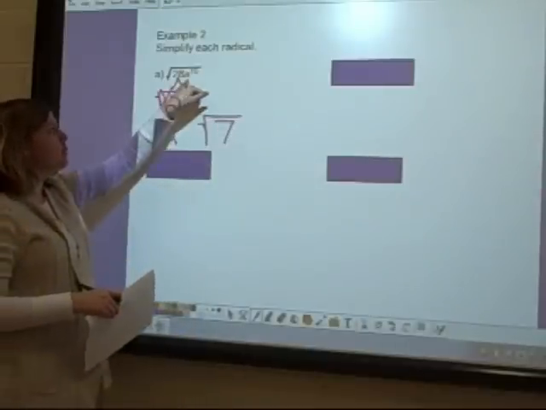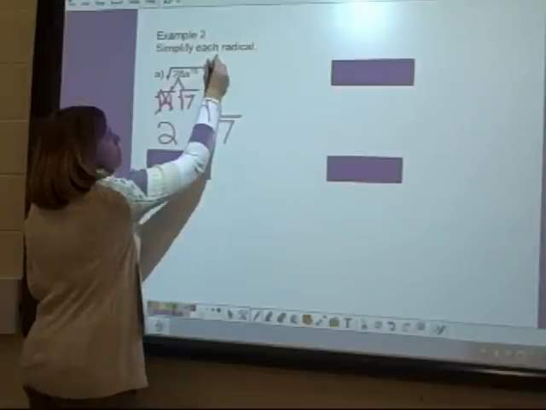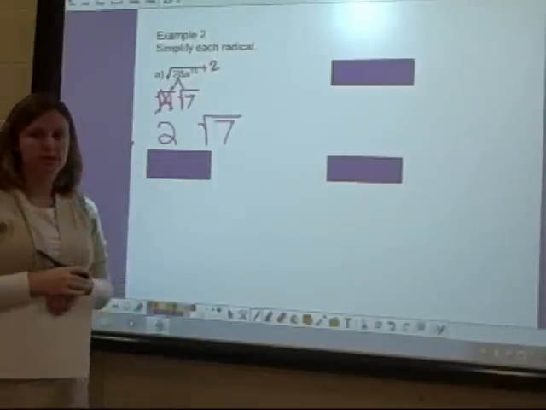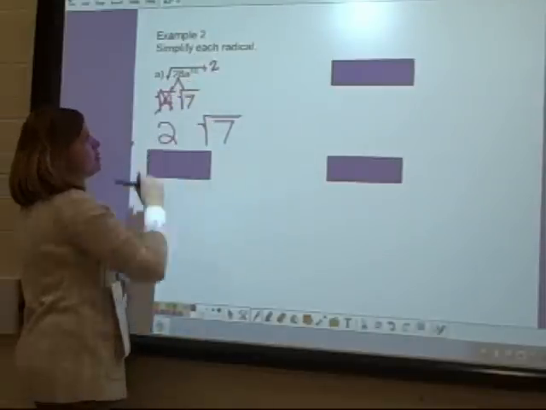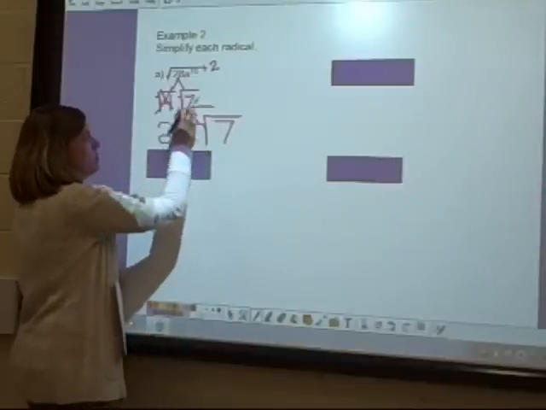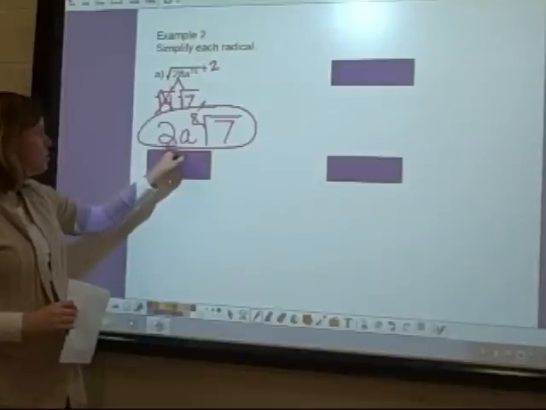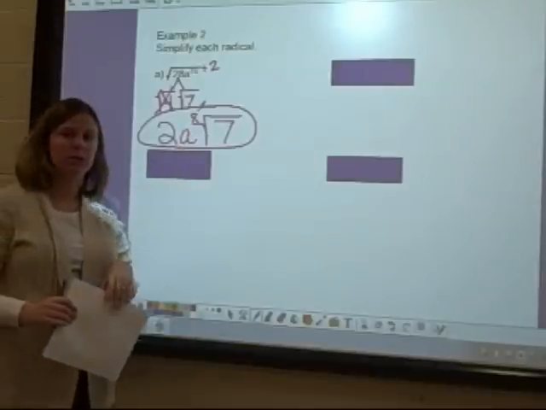Now, like I said, when you take the square root of 16, you're going to divide it by 2 in order to take the square root of it. And 16 divided by 2 is 8, so a to the 8th comes out because you took the square root of it. So your final answer is 2a to the 8th times the square root of 7.